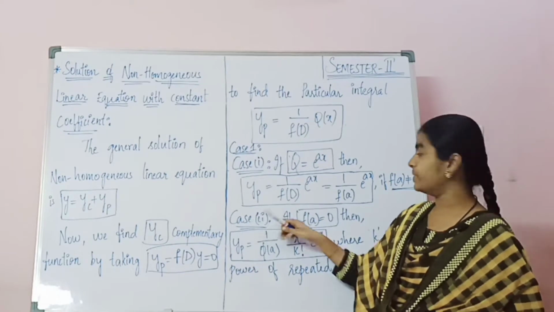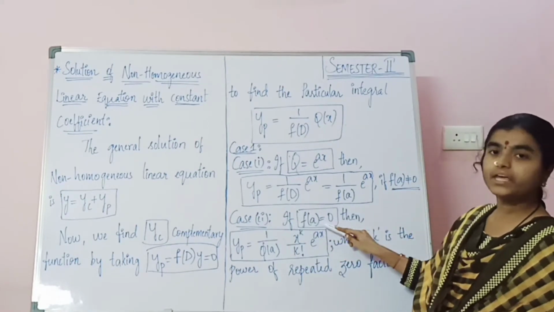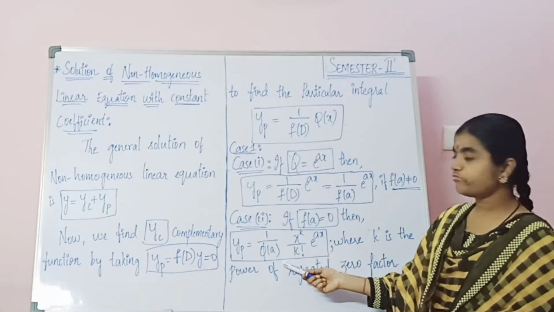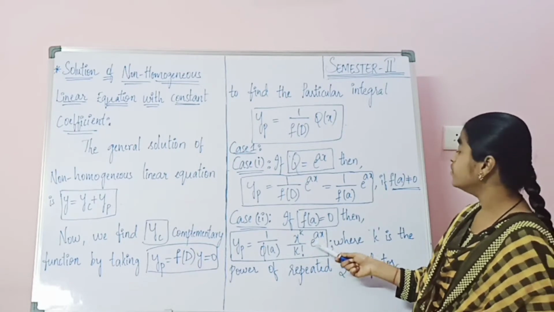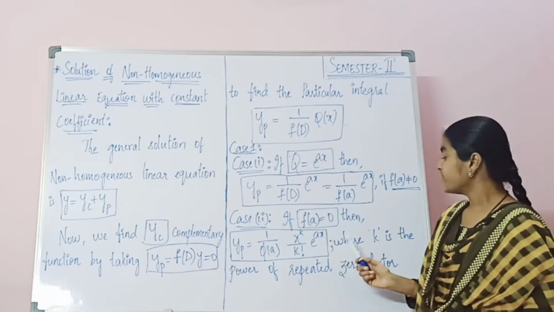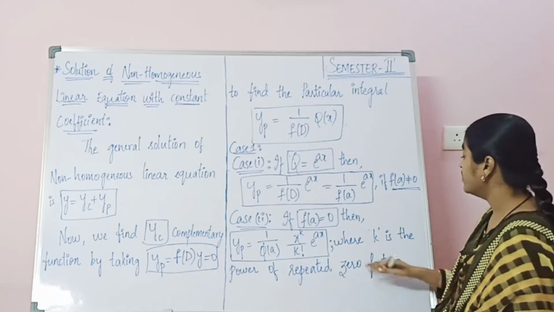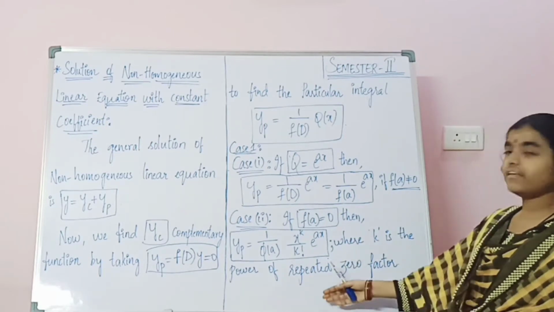Now coming to the second bit, if f of a equals 0. Then yp equals 1 by phi of a into x power k by k factorial into e power ax, where k is the power of the repeated zero factor. So k is repeated here.